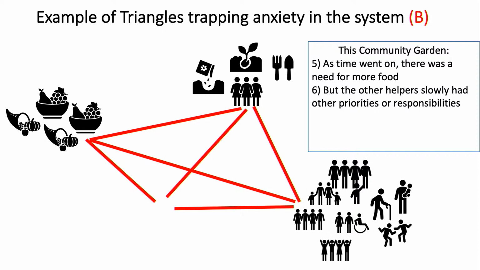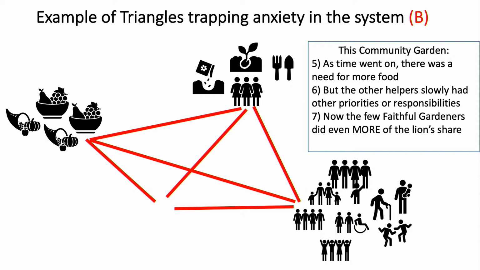But it's a lot of work to weed and rake and hoe and plant and water and trim and prune and harvest and water. It's a lot of work, right? So now the few faithful gardeners do even more of the lion's share of the work because other people got pulled off to do other things. So there's a big garden that everyone is benefiting from, and the whole community is benefiting, and there's more people coming.